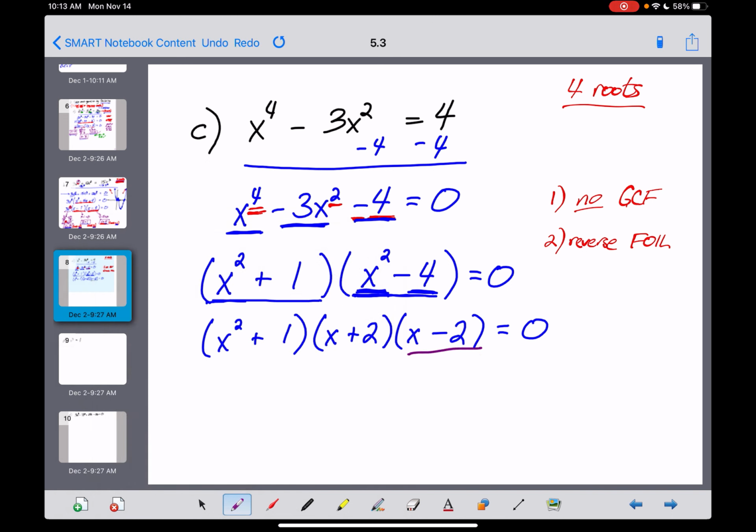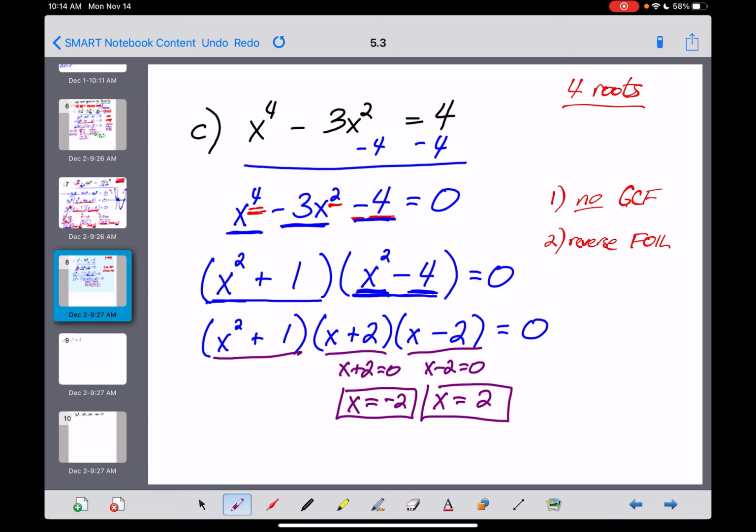Right here, guys, if you need to do this on paper, you can, but maybe you can do it in your head. You set x minus 2 equal to 0, add 2 to the other side, and you'll get x equals 2. There is our first root. Right here, you'd set x plus 2 equal to 0 and solve by subtracting 2 from both sides and get x equals negative 2. There is your second root.